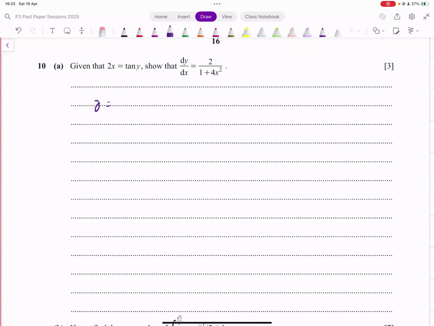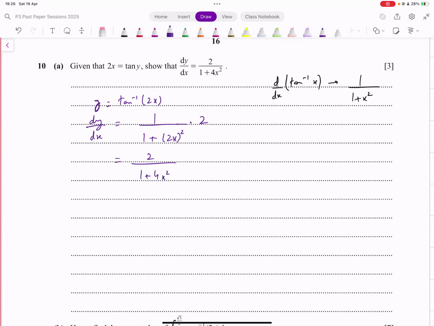How do you make that the subject? You take tan to the other side, and that will become y equals tan inverse of 2x. And now we know how to differentiate tan inverse of something. What's the derivative going to be? The rule is the derivative of tan inverse of x is 1 over 1 plus x squared. That's what the formula sheet says. So this would end up becoming 1 over 1 plus 2x whole squared. But then whatever x is replaced with here, you also have to multiply by the derivative of that. So you multiply by derivative of 2x, which is 2, and that gives you 2 over 1 plus 4x squared. And that's your final answer.